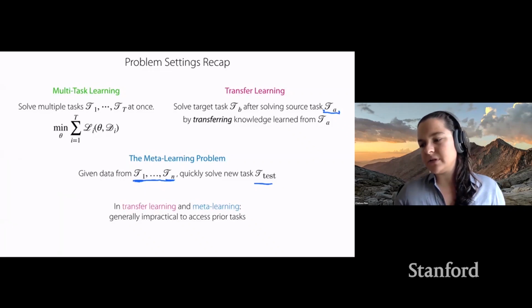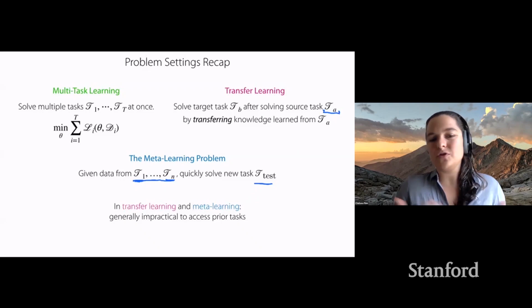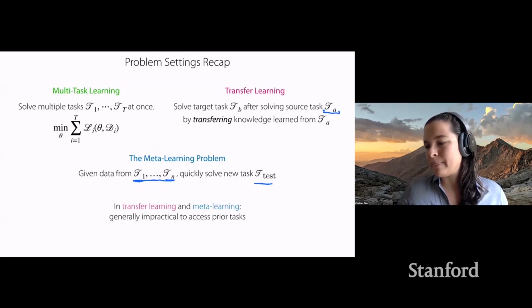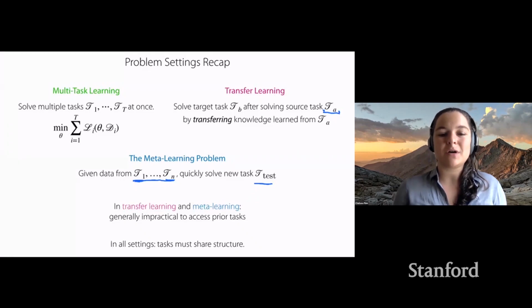In both transfer learning and meta learning, it's generally impractical to access the source task or the previous meta training tasks, just because you often don't want to retrain on that data, or maybe you don't have the space to retrain on that, or it's really slow. And in all of these three settings, the tasks must share some common structure in order to get benefit compared to just training these tasks from scratch.